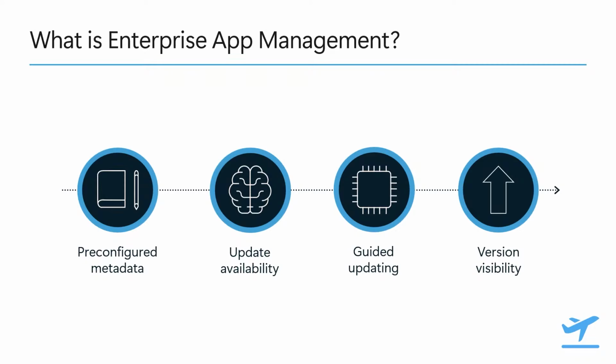And on top of that, EAM adds operational workflows like surfacing updates and guiding you through upgrades using familiar Intune patterns. When new versions are released, they're automatically added to the catalog, and we are continuously working on making the process of keeping apps up to date less and less manual.